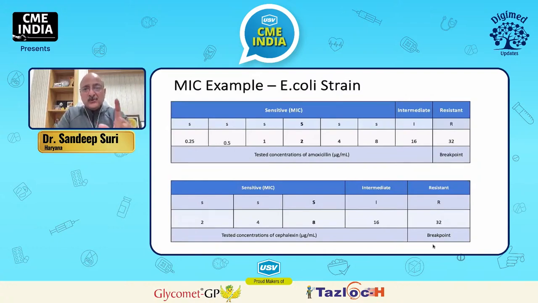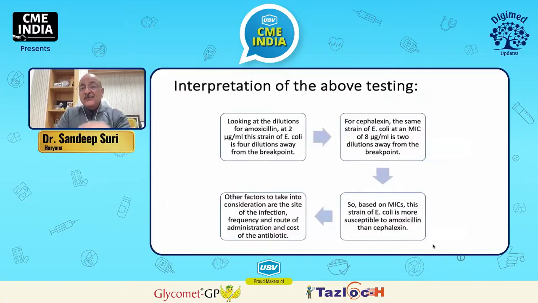These are two pictures in front of you, an E. coli strain. Picture one shows it is sensitive to amoxicillin, and another picture shows it is sensitive to cephalexin. The MIC of amoxicillin is 2 micrograms per ml, whereas cephalexin has 8 micrograms per ml. So both are sensitive. But look at the breakpoint. Between the amoxicillin MIC and the breakpoint, there are 4 steps, 4 points: 4, 8, 16 and 32. So there is a difference of 4 points. Whereas if you look at cephalexin, there is a difference of only 2 points, 16 and 32.